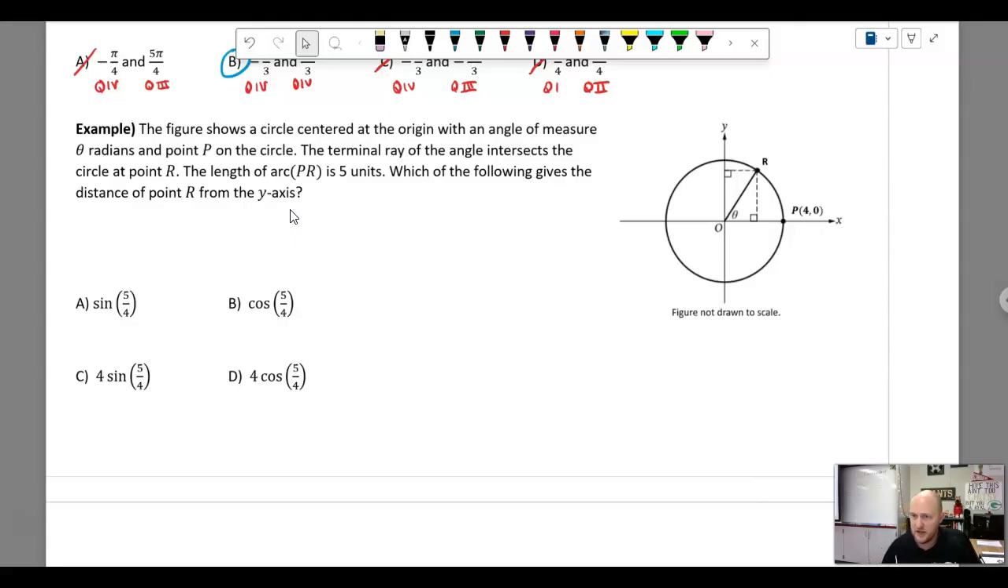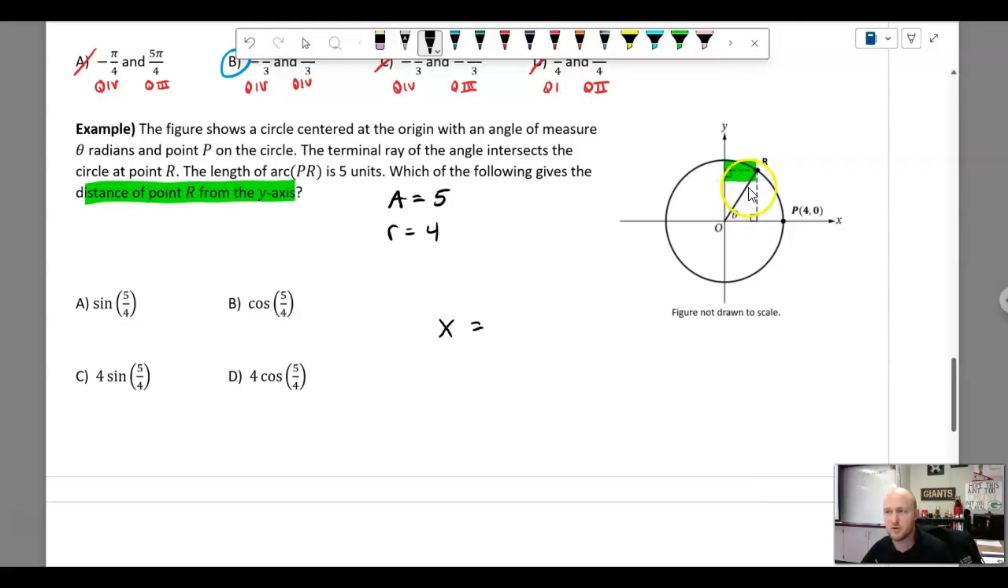Okay, so let me go ahead and first synthesize the information they tell us. They say the arc is 5 units, from P to R. Also, what you should pick up on, hopefully, is that the radius is equal to 4. Radius equal to 4. Now, what do they want? They want to know the distance point R is from the y-axis. So where's my y-axis? Right here. So what's the distance from the y-axis? Well, that's going to be this distance right here. So what do they want? They want x. What is the x coordinate?